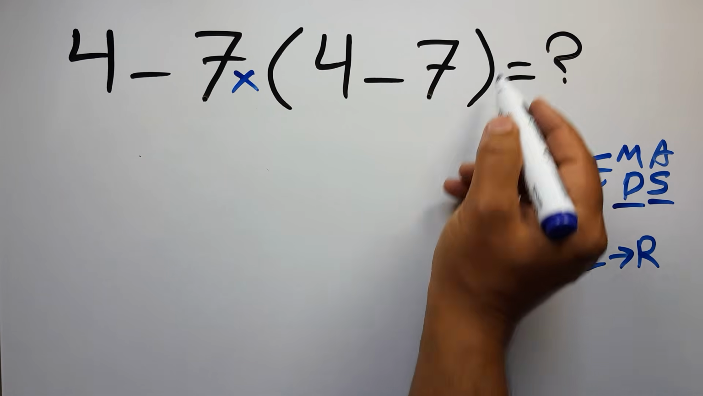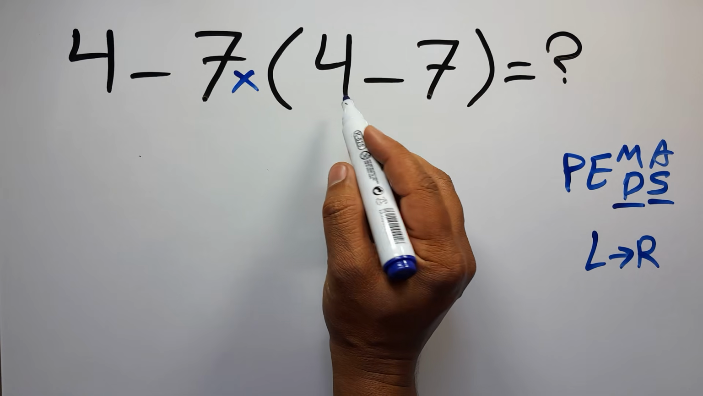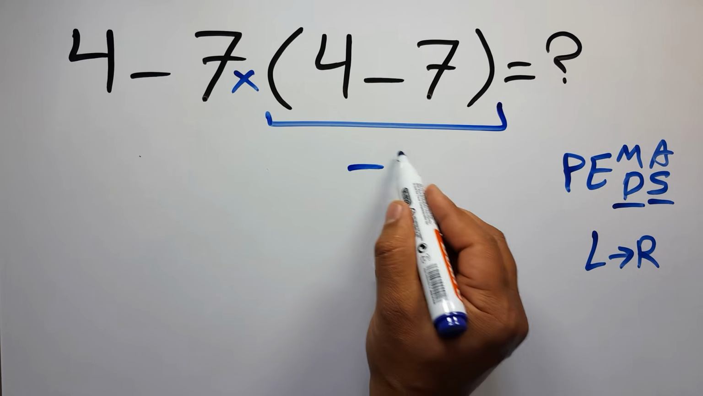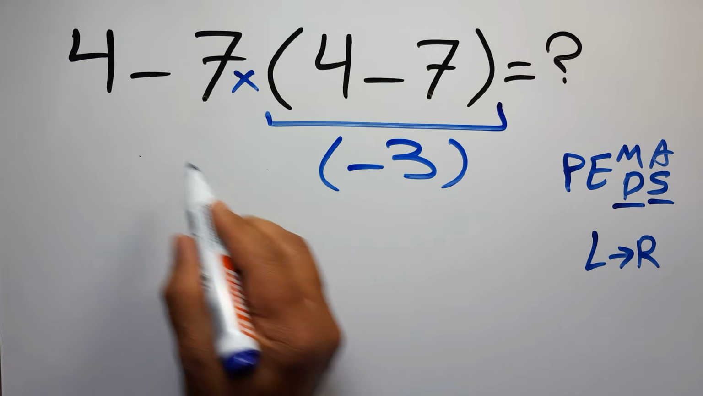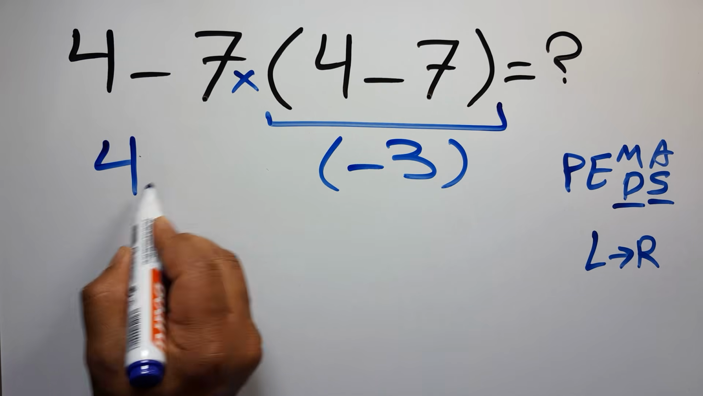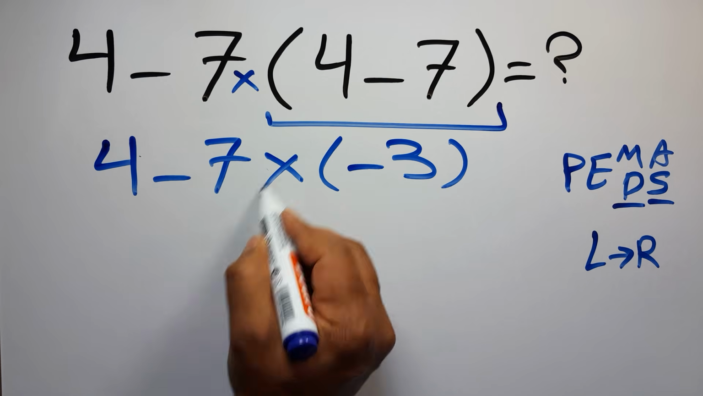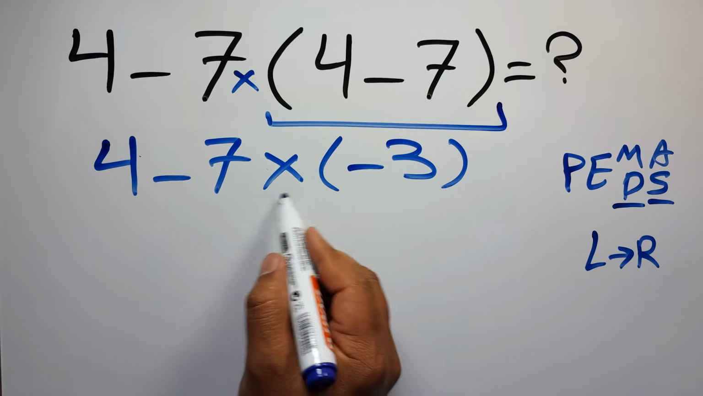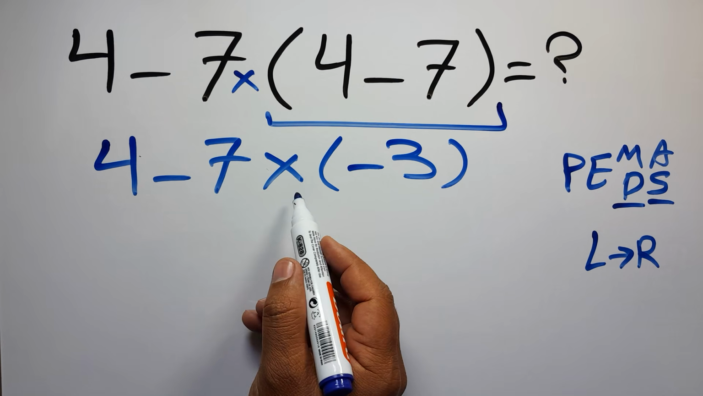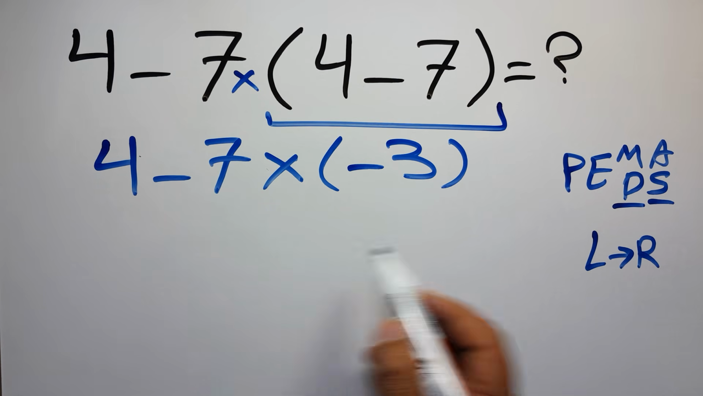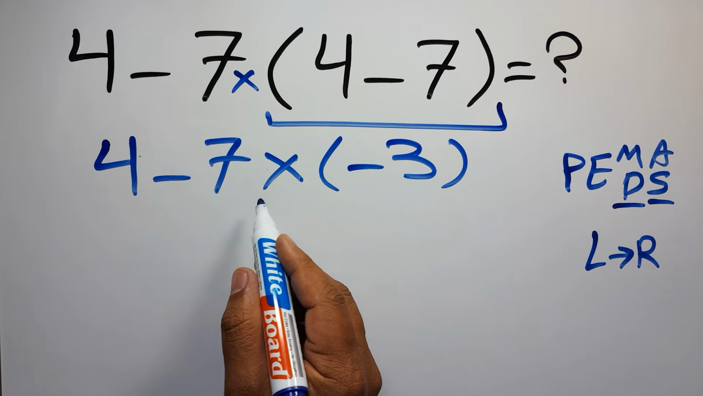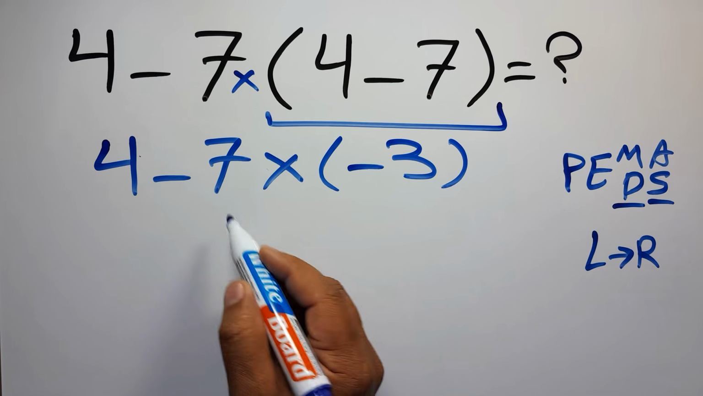So first we have to do this parentheses. Inside this parentheses we have 4 minus 7, which equals negative 3. So 4 minus 7 times negative 3. Now we have one subtraction and one multiplication. According to PEMDAS, multiplication has higher priority than subtraction, because multiplication comes before subtraction. So here first we have to do this multiplication.